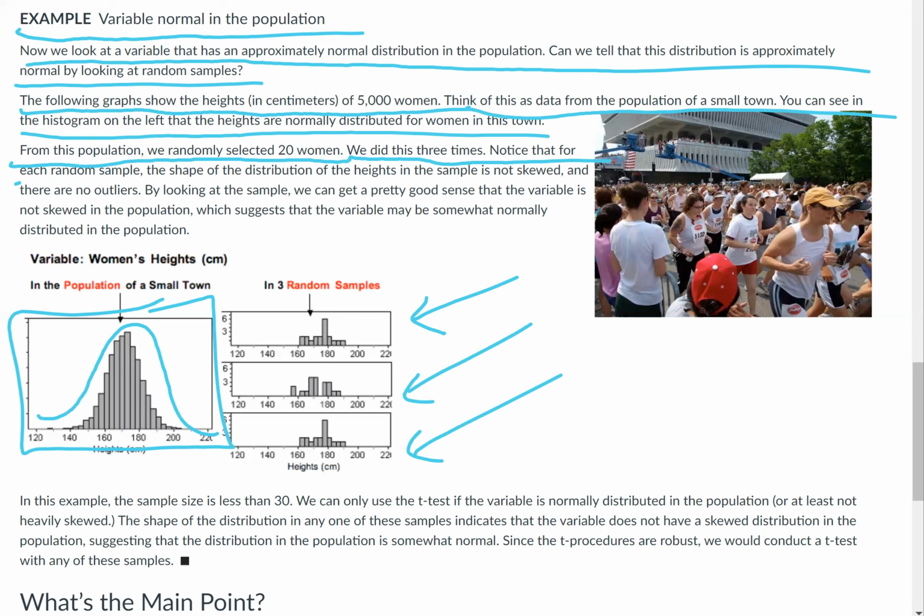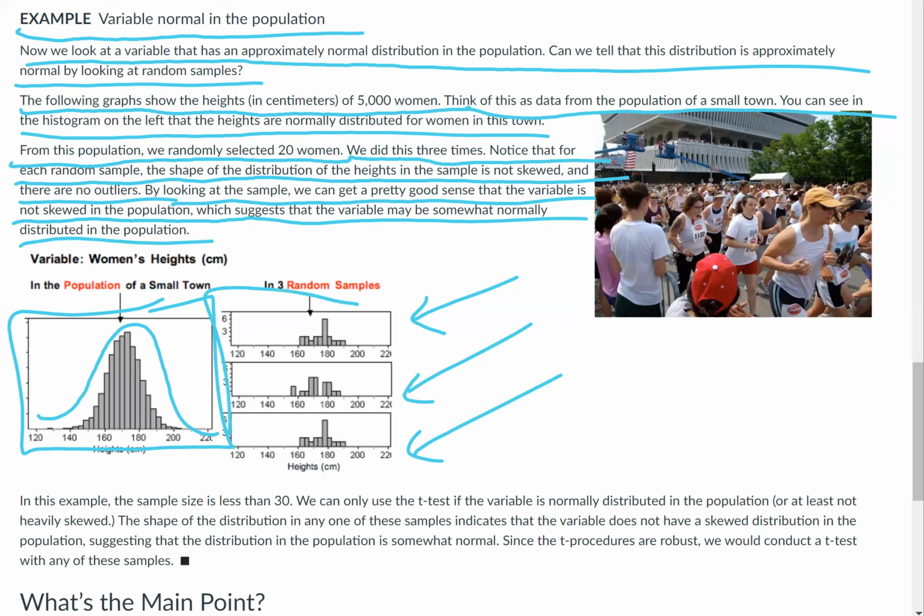Notice that for each random sample, the shape of the distribution of the heights in the sample is not skewed, and there are no outliers, it looks like. By looking at the sample, we can get a pretty good sense that the variable is not skewed in the population, which suggests that the variable may be somewhat normally distributed in the population. It's not clear how normal it is by looking at these samples by themselves, but definitely not skewed and definitely no outliers that you can tell.